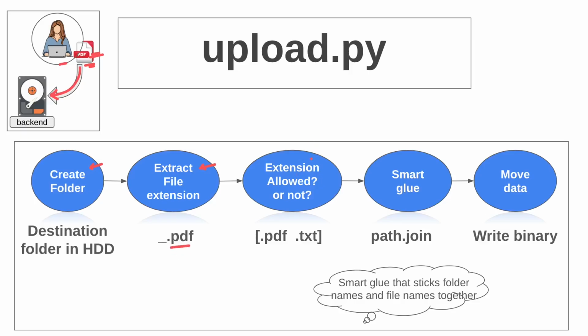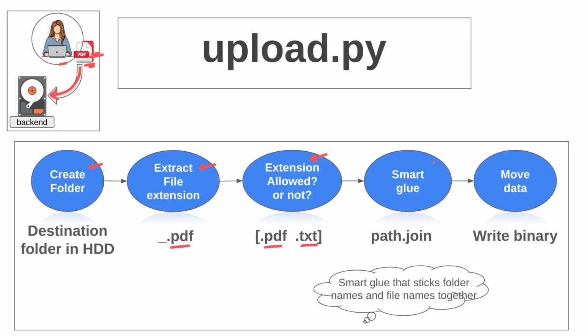And then we have to validate the extension. Should we allow this extension? Should we allow uploading this file or not? If the extension is .pdf or .txt, then we will allow it, otherwise not. .png and .jpeg files will not be uploaded in our case.